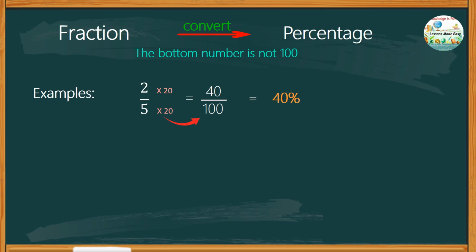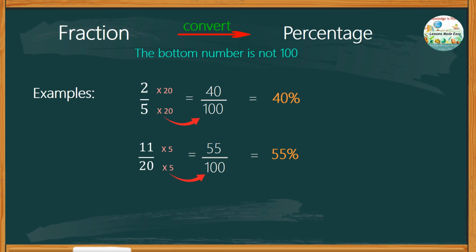Let's try another one. 11 over 20. In percentage, the bottom number should always be 100. We can turn 20 to 100 by multiplying by 5. And do the same with the top number 11. 11 times 5 is 55. 55 over 100 is just 55%.